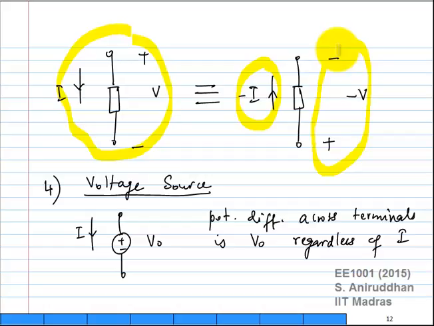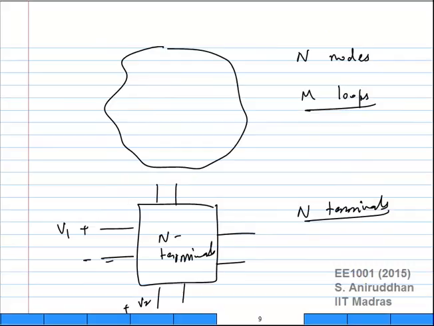The potential difference between nodes A and B may be 2 volts. The potential difference between nodes B and A would be minus 2 volts. Okay, it's a potential difference you are talking about.